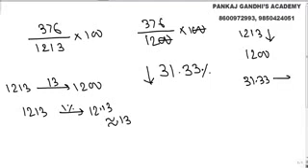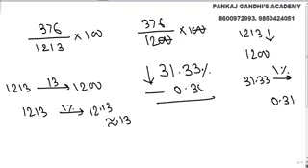31.33. 1% is nothing but 0.31. So very close to minus 0.3. So we get the answer, very, very close, 31%.